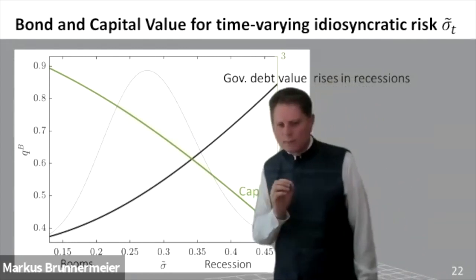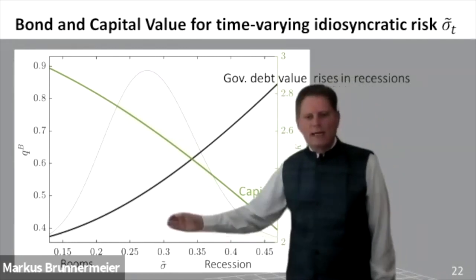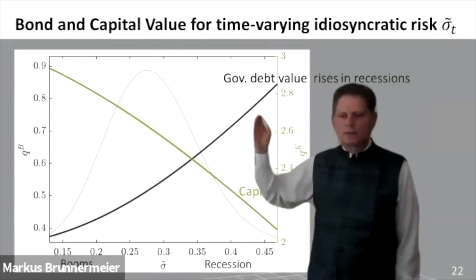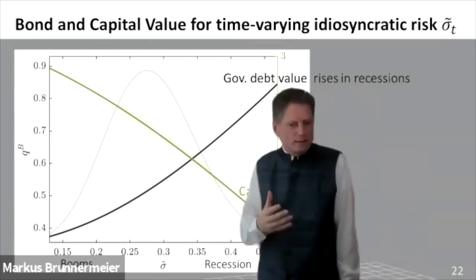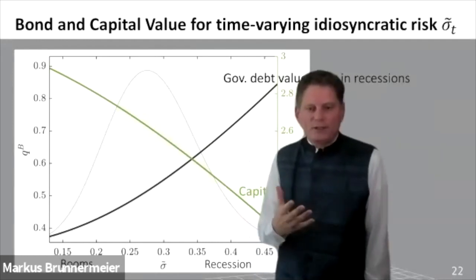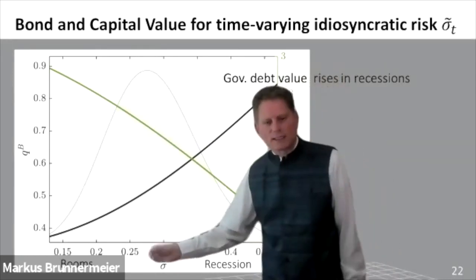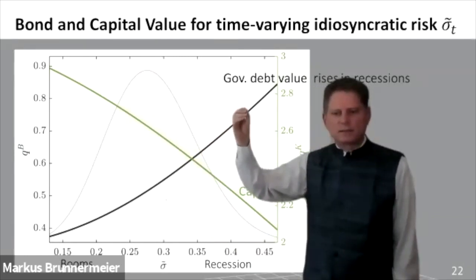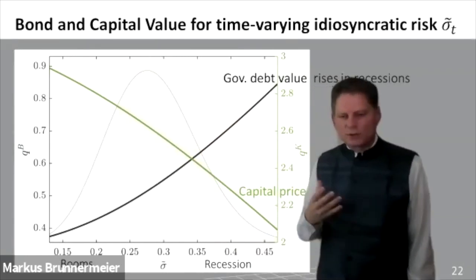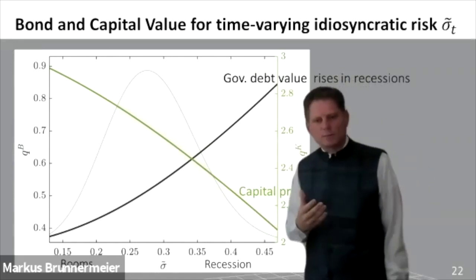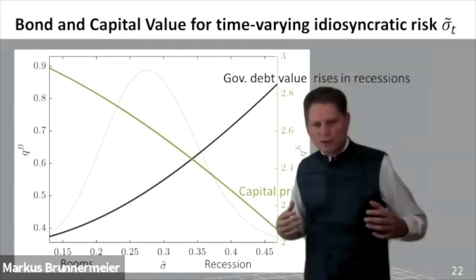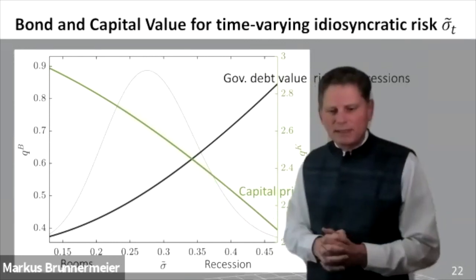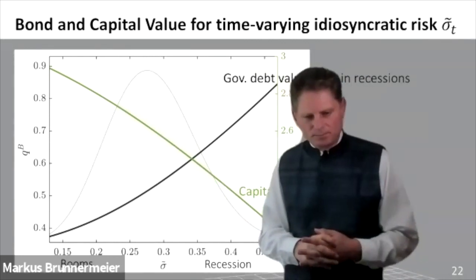But the important thing is that the value of government debt in times of recession is increasing, which means there's deflationary pressure. So if the idiosyncratic risk goes up in recessions, the value of government debt actually increases. That's this flight to safety: people rush out of physical capital and into government bonds, and then the value of the government debt is increasing at that time.